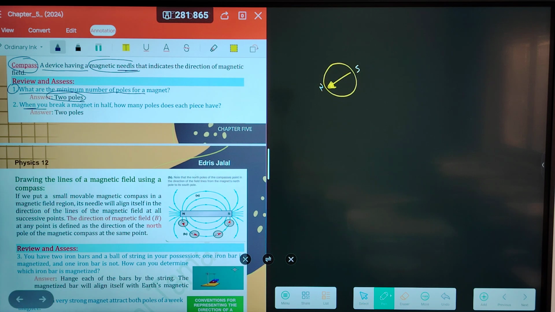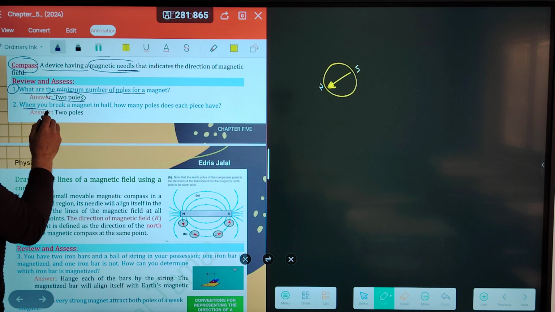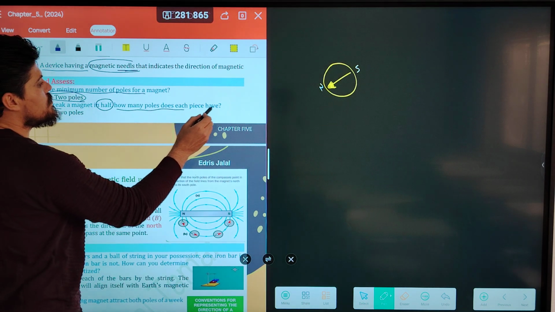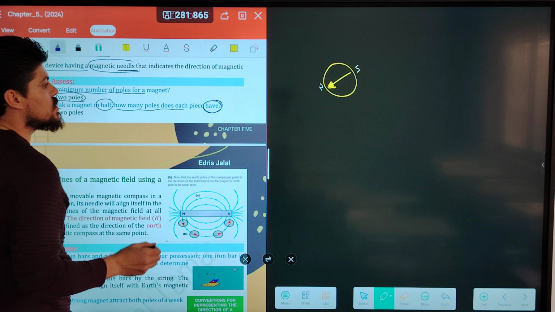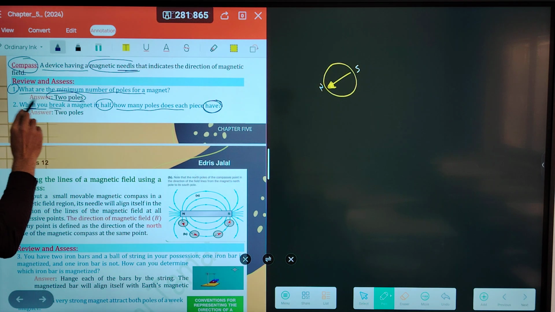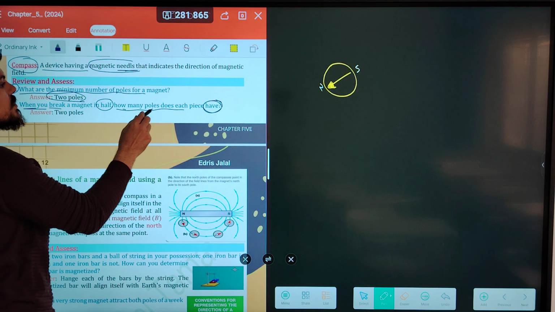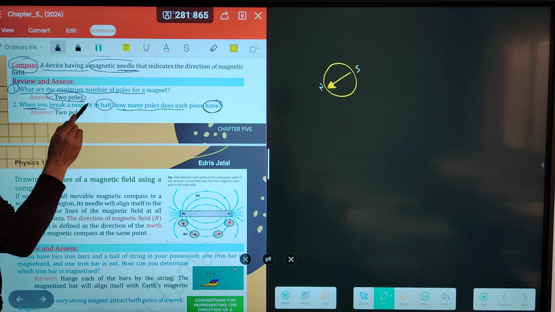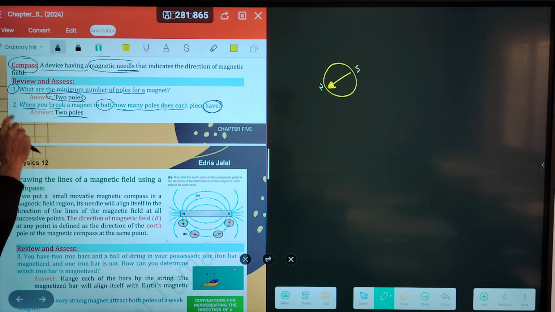When you break a magnet in half, how many poles does each piece have? This is not "add", this is "half". If the question asks how many poles each piece has when the magnet breaks in half, you have to say 2 poles. Each piece has 2 poles.